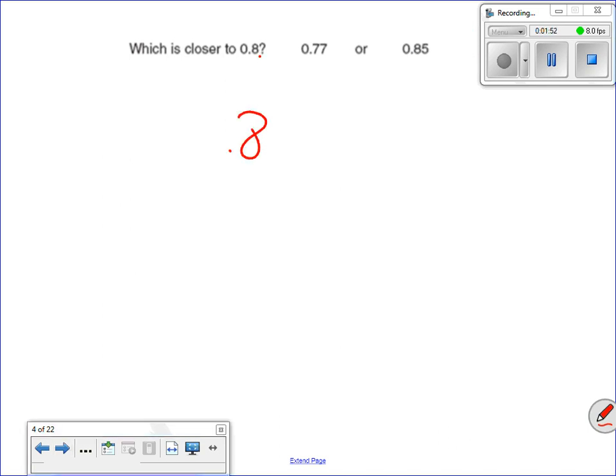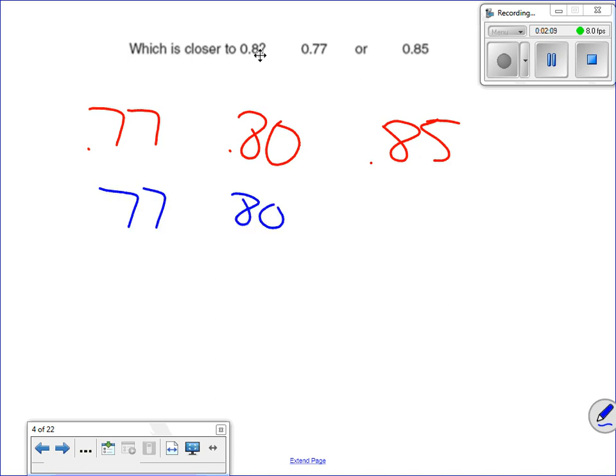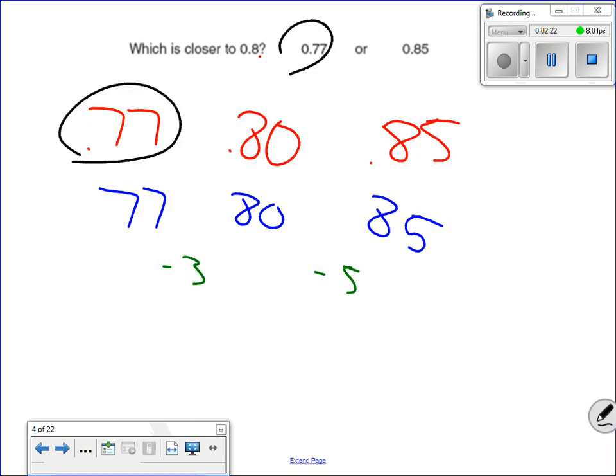Here's another one. Which is closer to 0.8? We're going to add a 0 here, so it looks like 0.80. I'm going to have 0.77, 0.85. Well, if I do any kind of subtracting, I'm going to take a look at these numbers. Instead of reading it as 0.77, I'm going to read this as 77. I'm going to read this one as an 80. I'm going to read this one as 85. The difference between these, kids, is this one's a difference of 3. This was a difference of 5. So which one's closer? The smaller difference, which means 0.77 is closer.